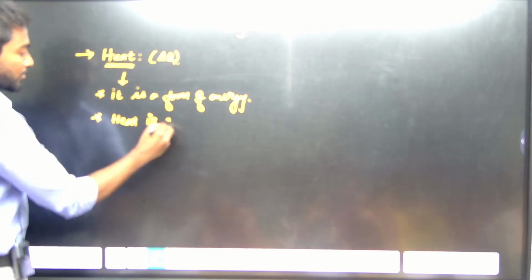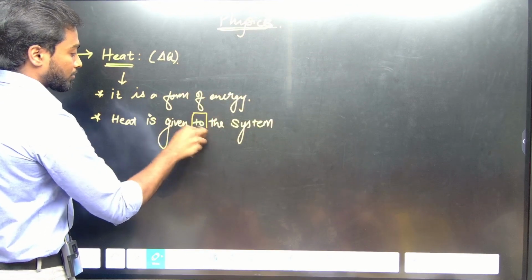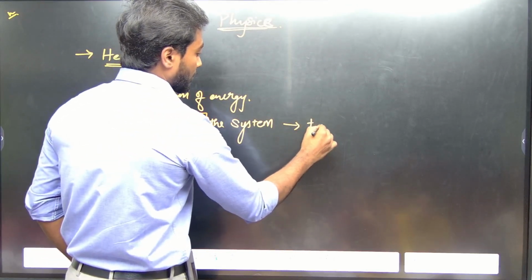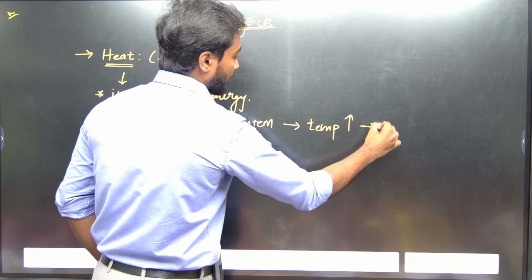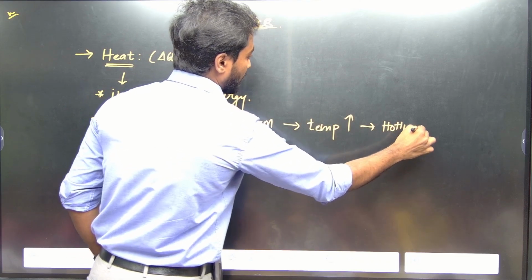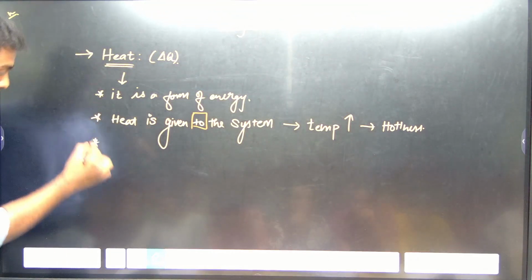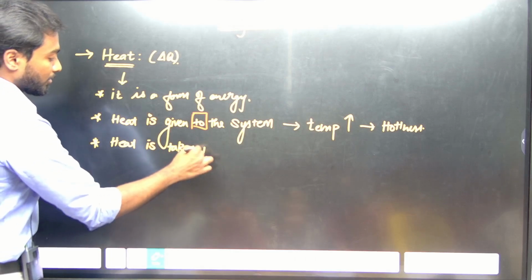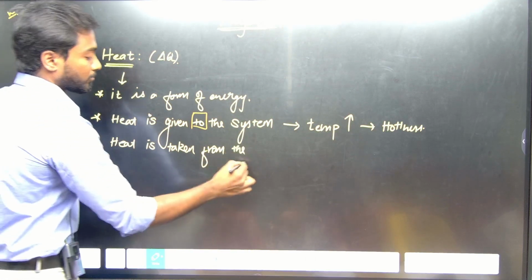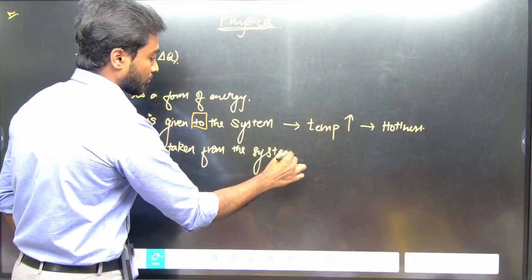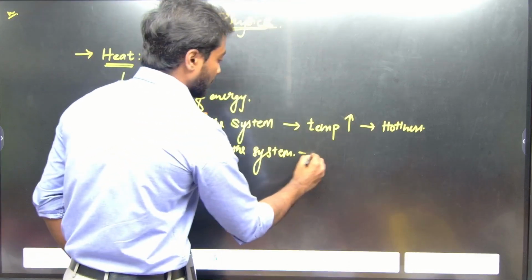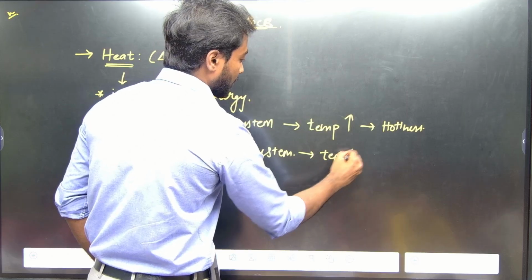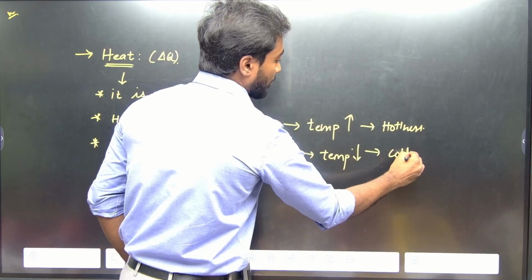Heat is given to the system, which is nothing but temperature raised, so it is hotness of a body, and heat is taken from the system. So here temperature is reduced, which is coldness of a body.